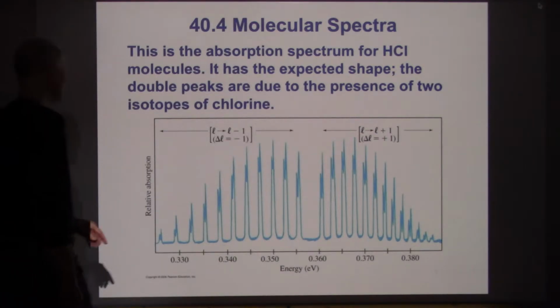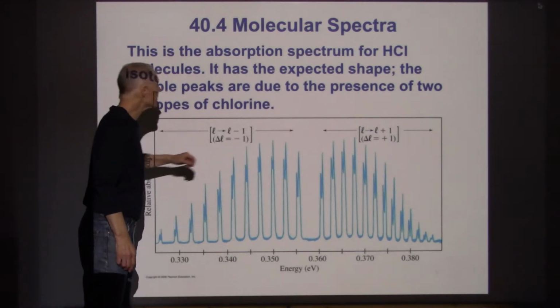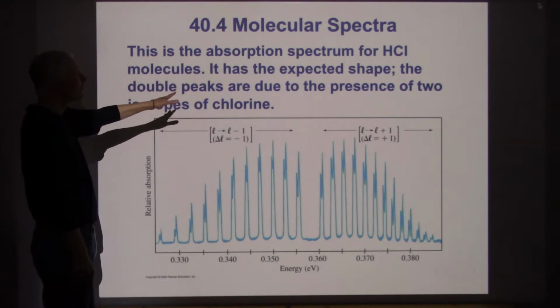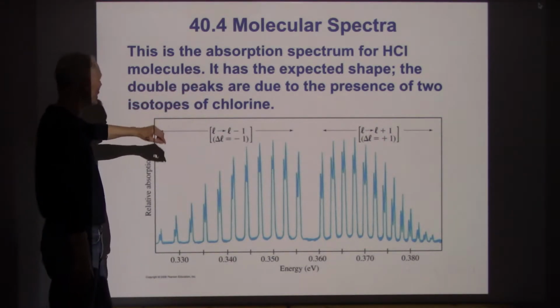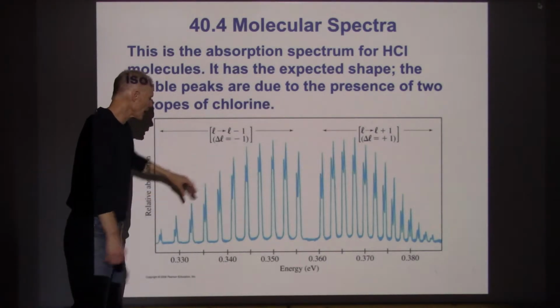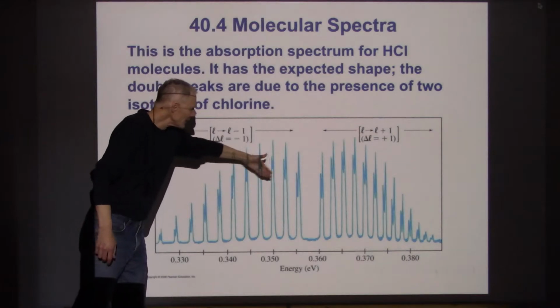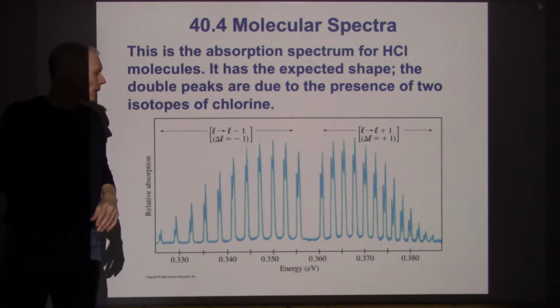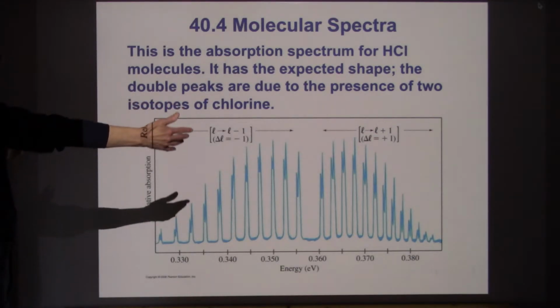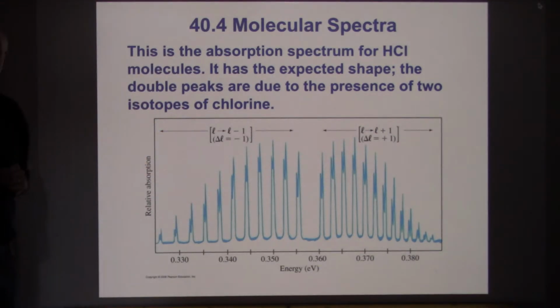So what you end up with are these spectra. This one is for hydrogen chloride molecules, not the solution hydrogen chloride, but vapor hydrogen chloride molecules, and looking at the spectrum, because of rotational and vibrational effects taking place at the same time, there's a range of energies where we see peaks.